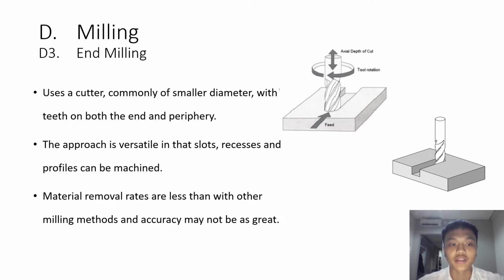End milling operation. End milling operation uses a cutter, commonly of smaller diameter, with teeth on both the end and periphery. The approach is versatile in that slots, recesses, and profiles can be machined. Material removal rates are less than with other milling methods and accuracy may not be as great. This is the illustration of the end milling operation.